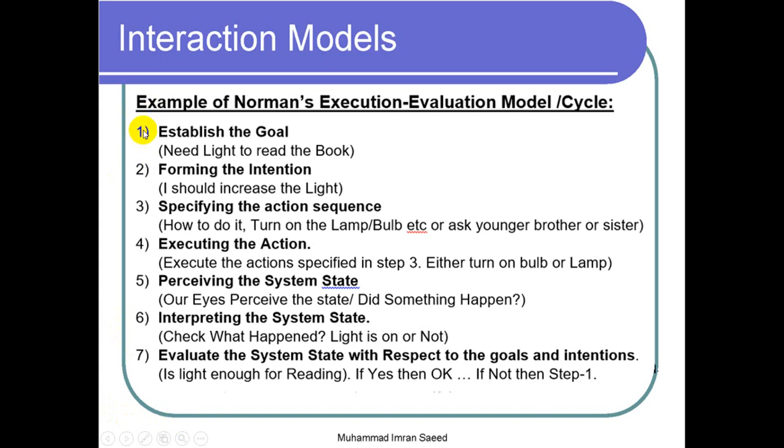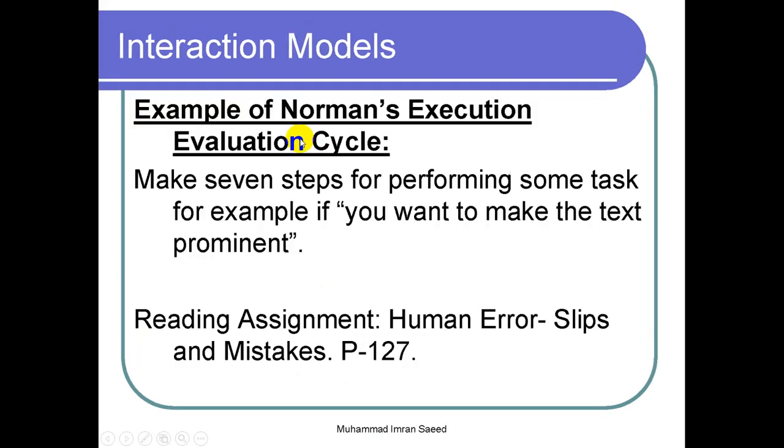So these 4 steps are for the execution, and these 3 steps help us to move towards the 7th step to evaluate. So this is the Norman's model. I taught you one example in the class, and you all did that, how you can make some text in Word prominent. So you all were right, and you all gave me the correct answer.